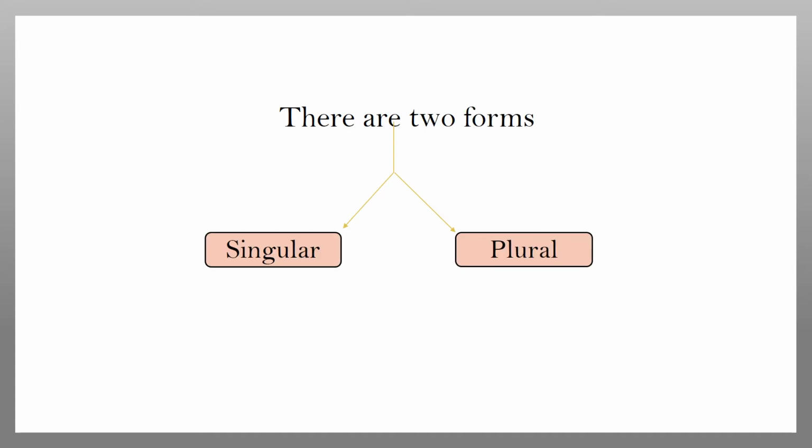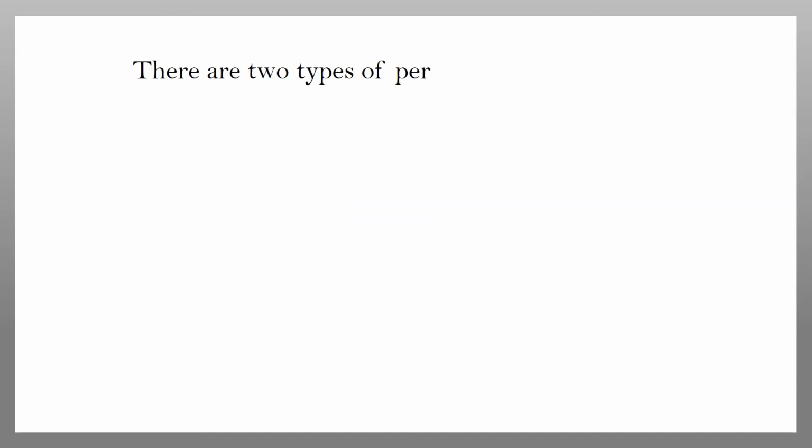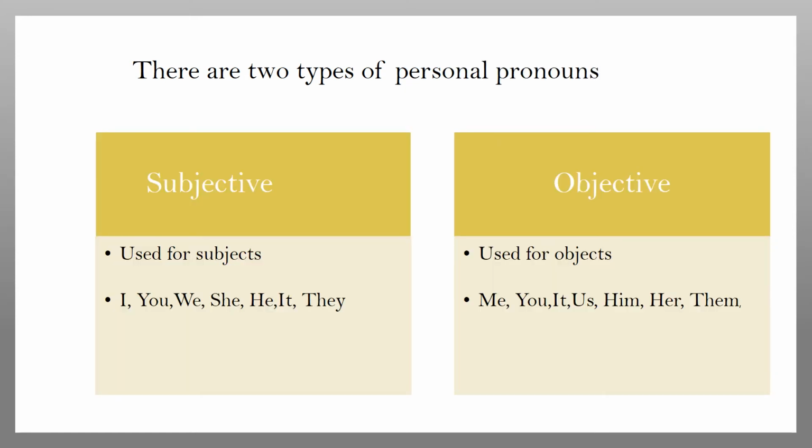There are two forms, singular and plural forms. Under singular, I, you, he, she, it, and plural, we, you, they are used as personal pronouns. You is used in both singular and plural form. There are two types of personal pronouns. One is subjective, another one is objective.